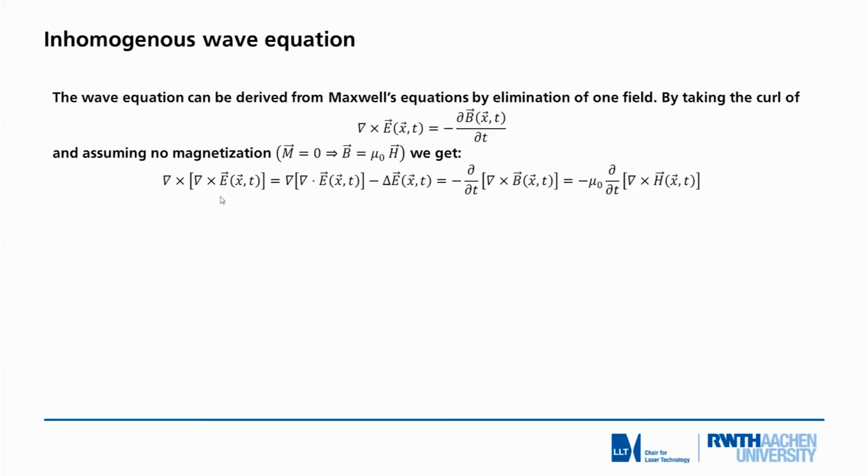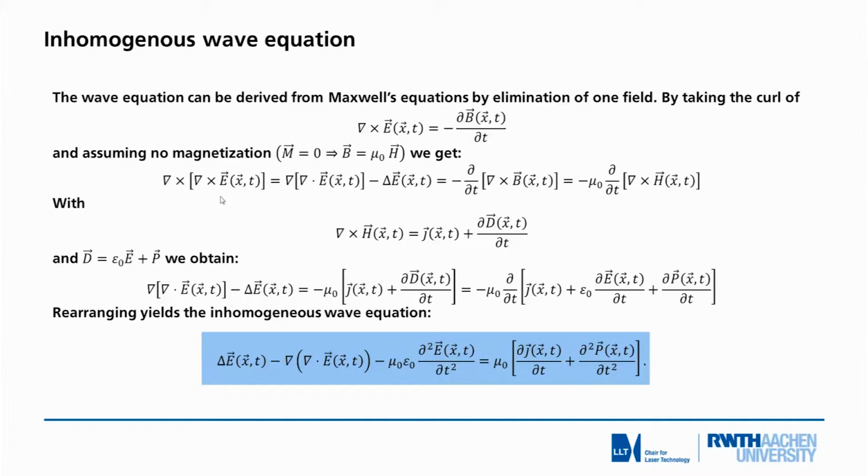So in order to further simplify, we now can use a second Maxwell equation, the one combining the time derivative of the dielectric displacement with the current density of free moving charges in space and time, which are related to the magnetic field. And then applying the relation of the polarization and the dielectric displacement D, we obtain an expression which we can simplify to this final expression of the inhomogeneous wave equation.